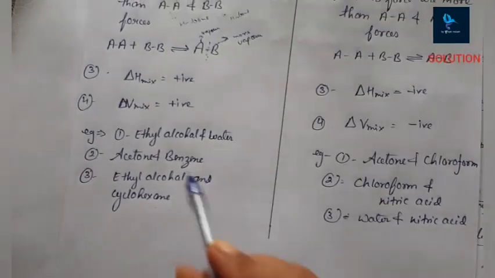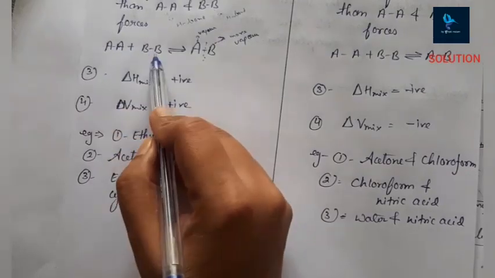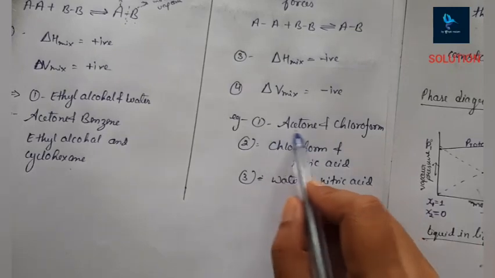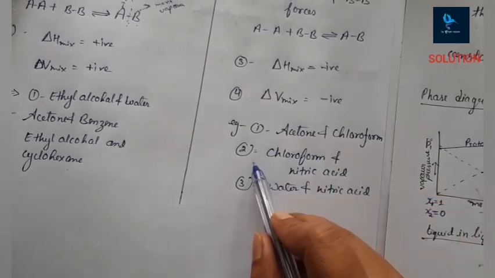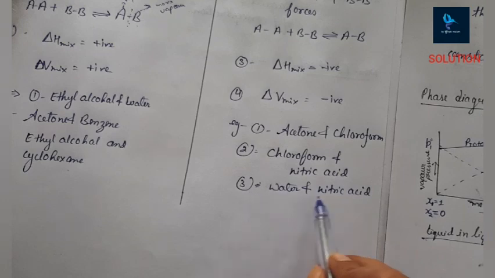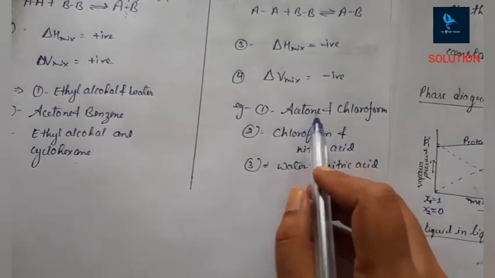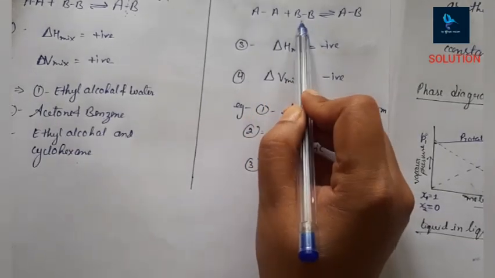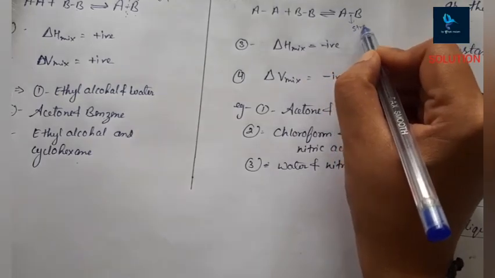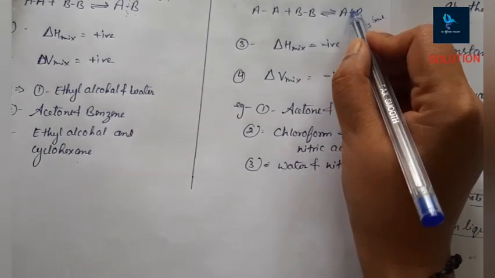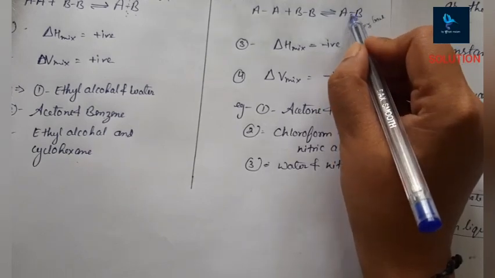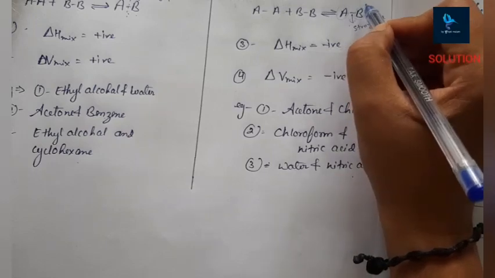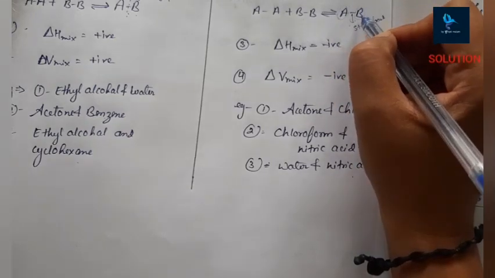You can easily see the hydrogen bonding present in the solute or solvent, not in the solutions. But here, examples of negative deviation are acetone and chloroform; second, chloroform and nitric acid; and third, water and nitric acid. You can easily see there is no strong hydrogen bond in the solute and solvent separately, but here is the strong bond. Due to strong bonding, they do not easily break, and when these molecules do not break, they do not form separate vapor, so the vapor pressure decreases.